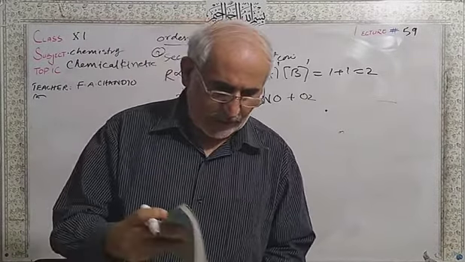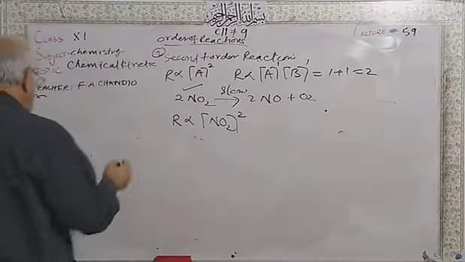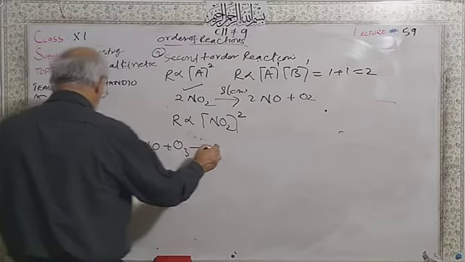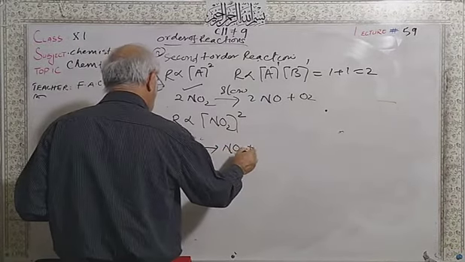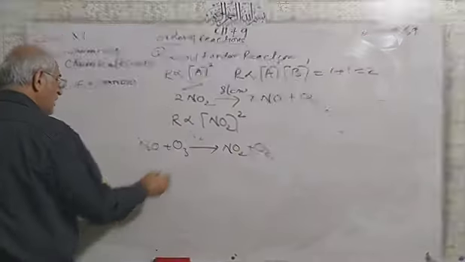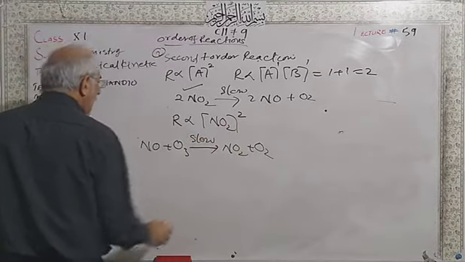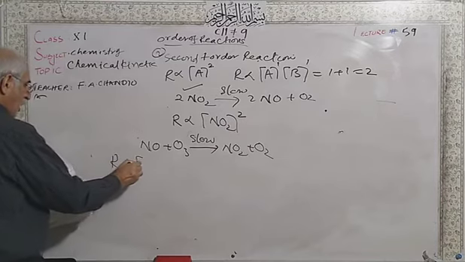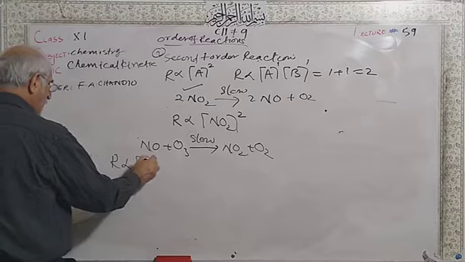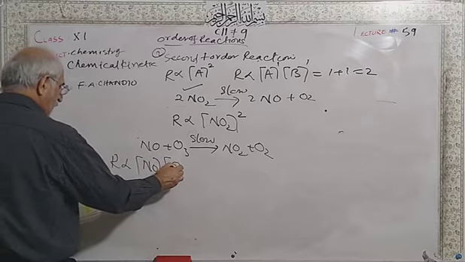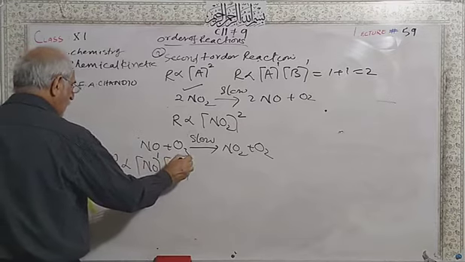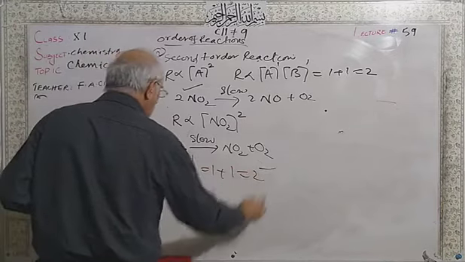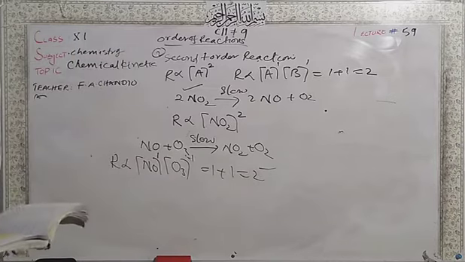We have another example also. You can see nitric oxide plus ozone changes into nitrogen dioxide and oxygen gas. Students, this is also a slow step and rate determining step because according to the rate law, the concentration of nitric oxide to the first power and the concentration of ozone to the first power, so 1 plus 1 equals 2. So this is also a second order reaction.